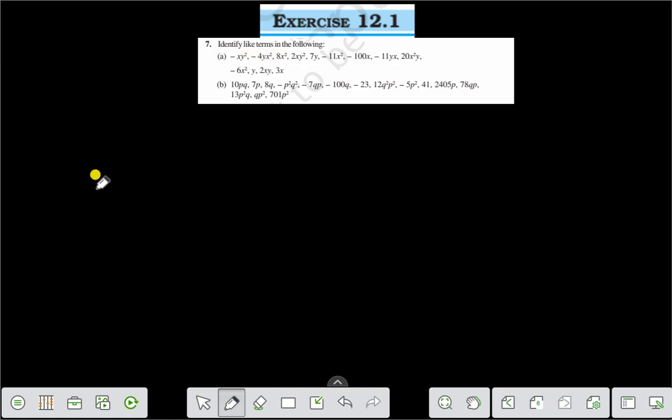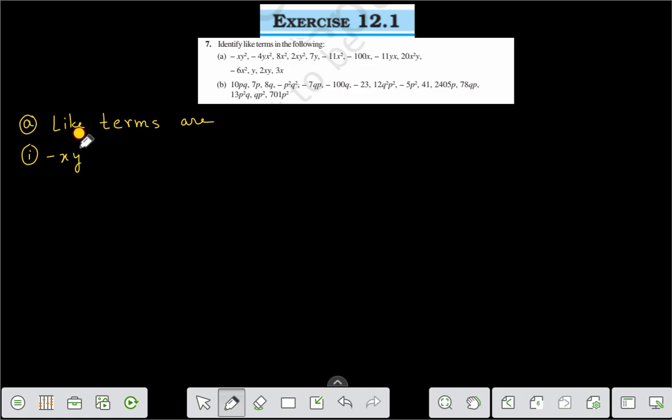Let us find the various like terms. Question number A. The various like terms are, number 1, the first one is minus xy square.